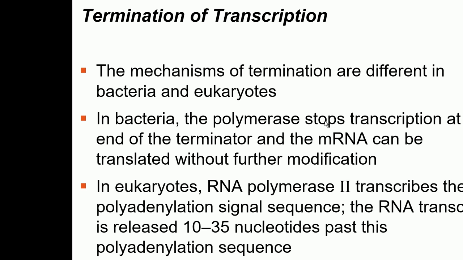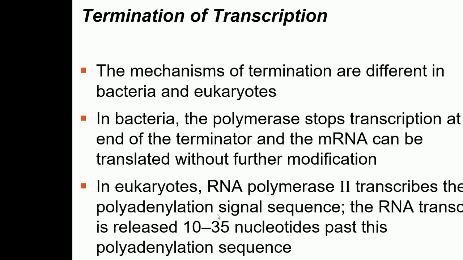But in eukaryotes, RNA polymerase 2 transcribes the polyadenylation signal sequence. The RNA transcript is released 10 to 35 nucleotides past this polyadenylation sequence. So in the eukaryotes, there is a signal called the polyadenylation signal, and the RNA polymerase transcribes it and basically goes beyond that, and the RNA transcript is released 10 to 35 nucleotides past this polyadenylation sequence.